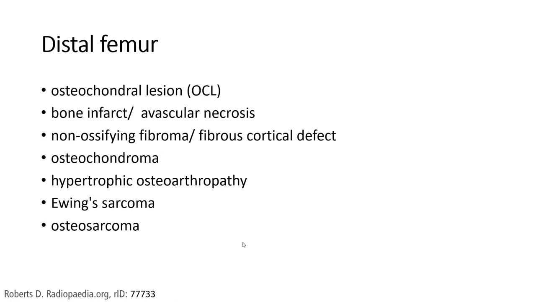In case of concern for pathology of the distal femur, we have to look for osteochondritis dissecans lesion, bone infarcts, avascular necrosis, non-ossifying fibroma, fibrous cortical defect, osteochondroma, hypertrophic osteoarthropathy, Ewing sarcoma, osteosarcoma.